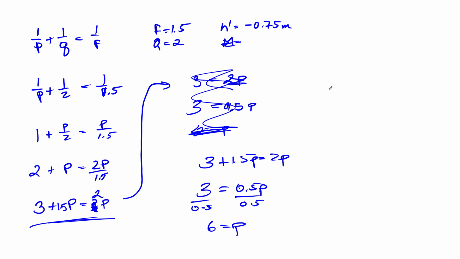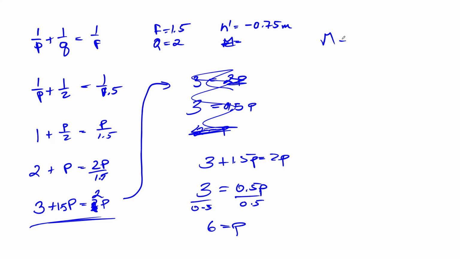All right, so magnification. Magnification is equal to minus Q over P. Magnification is equal to minus 2 over 6. So that's equal to minus 1/3, or negative 0.33333 repeating. So now we've answered 2. See, this is going to be really easy, guys.